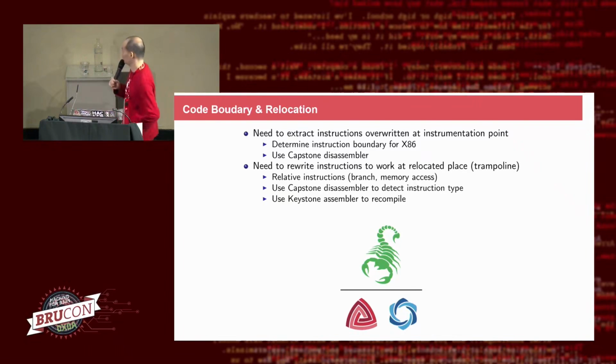So you can see that actually Scorpio is built on top of two frameworks, Capstone disassembler and Keystone assembler. And because these two frameworks work cross-platform and cross-architecture, that's why Scorpio works on all CPUs and all operating systems.